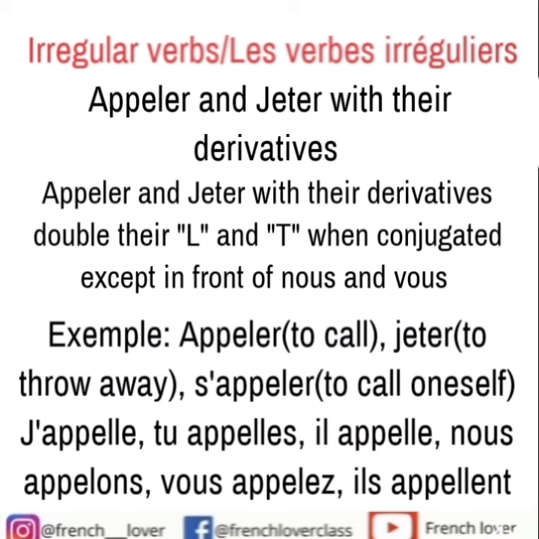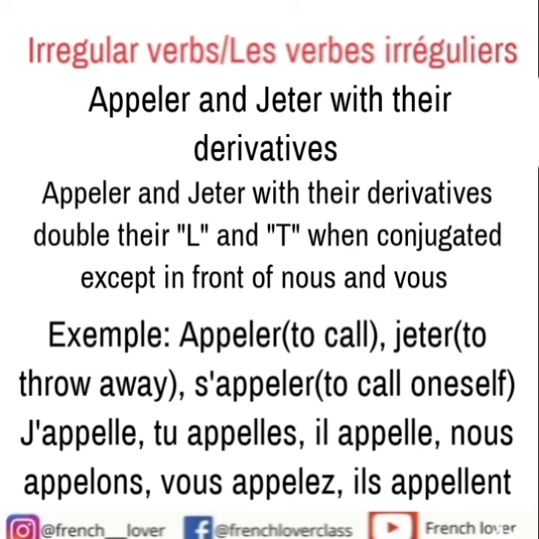The last but not the least, we have the special -er verbs appeler and jeter. They have a rule on their own. It's special. Appeler and jeter with their derivatives. What I mean by derivative is verbs taken from them, like rappeler, s'appeler, and then jeter, rejeter. All the verbs taken from them or that look like them follow this rule just for them.